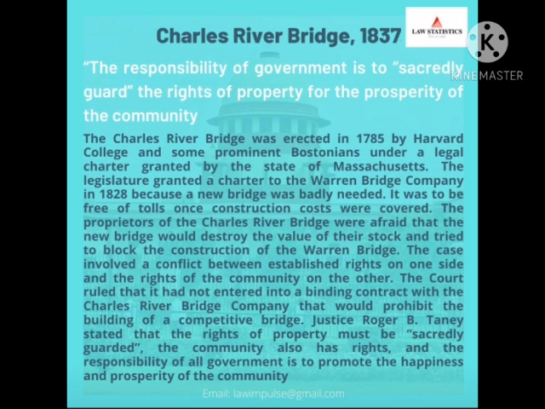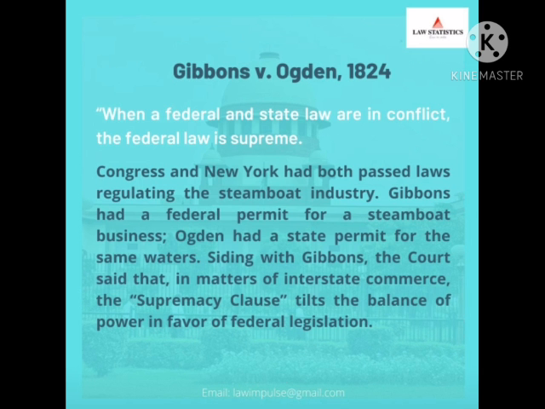Also, in the case of Gibbons versus Ogden in 1824, it was held that when a federal and state law are in conflict, the federal law is supreme. Here, the court gave a statement that the supremacy clause tilts the balance of the power in favor of federal legislation, and hence the federal law is supreme.